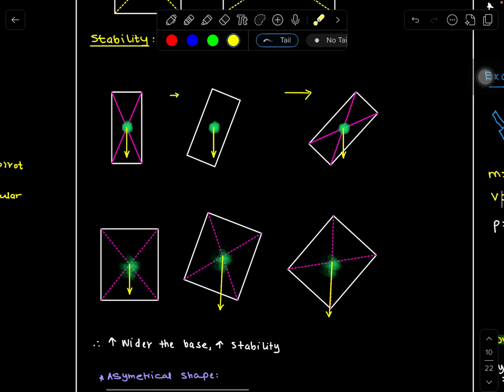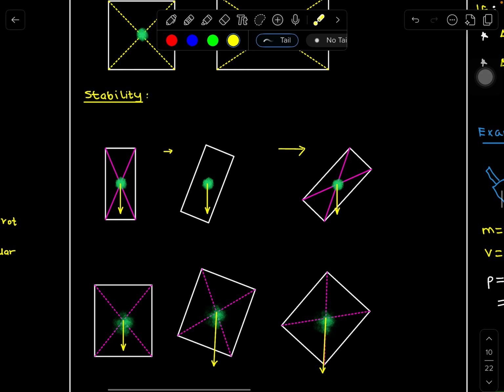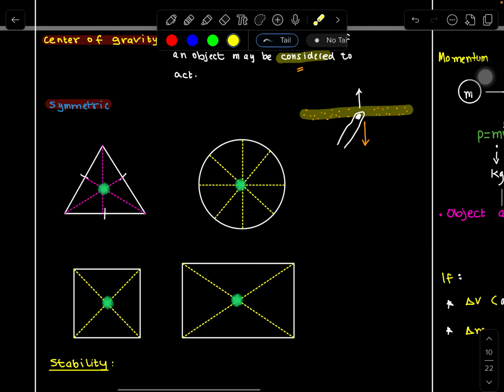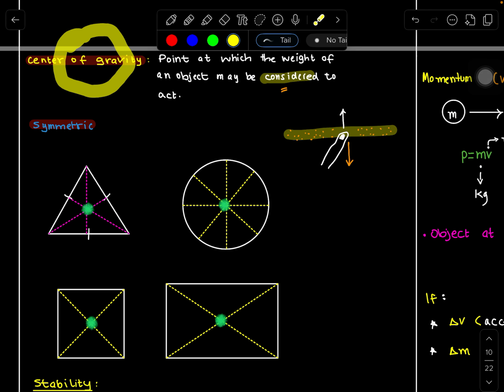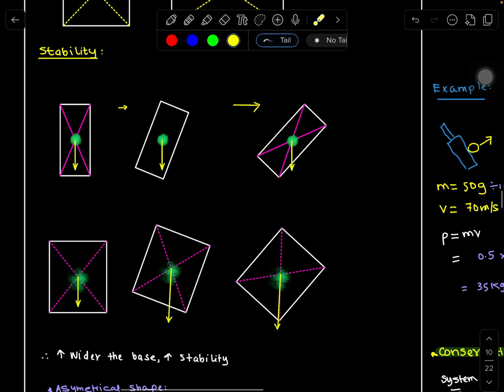Okay, now let's look at the idea of stability. Now that you know what center of gravity is, you can learn about stability.